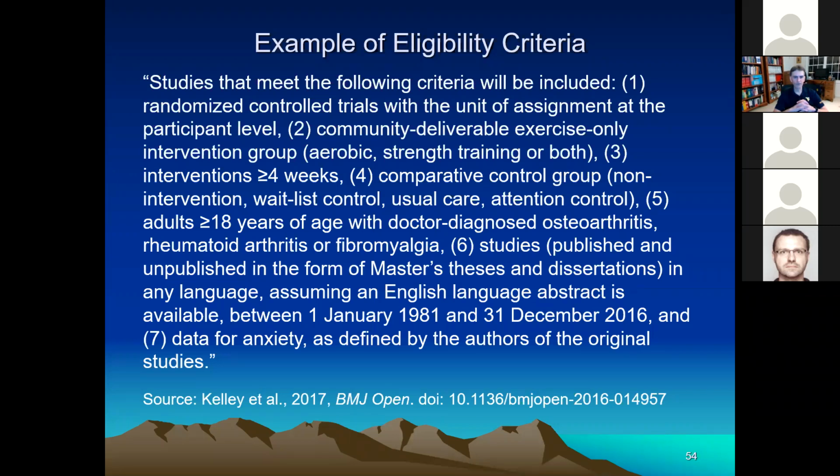In other words, just because an article is published in a high impact journal with a high impact factor doesn't necessarily mean it's a good methodologically sound study.